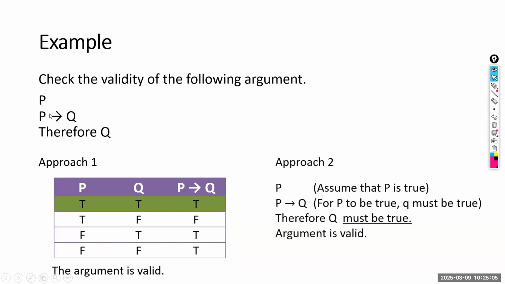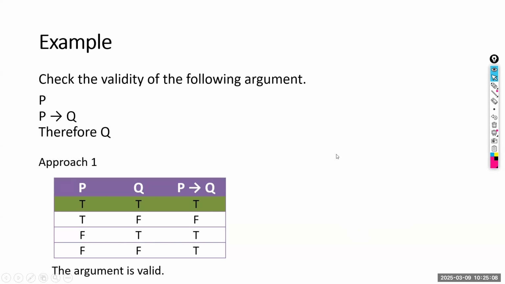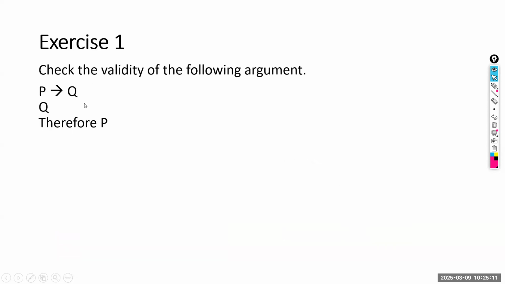This argument is valid. Right. Approach 2 I will take later. What about this? P implies Q. Q, therefore P. Is it a valid argument? P implies Q. Q, therefore P. What do you think? Now you can draw a truth table and check it properly.